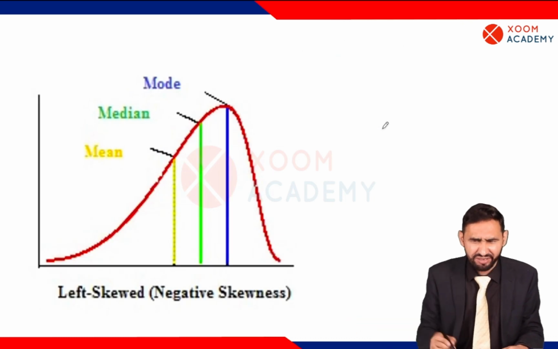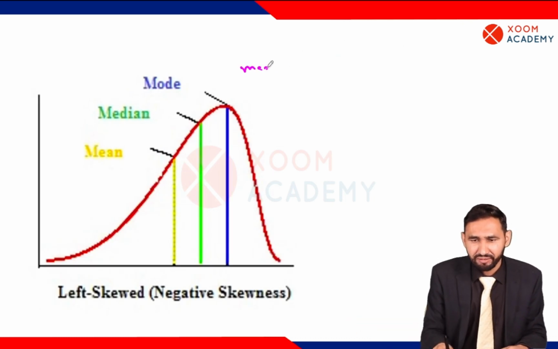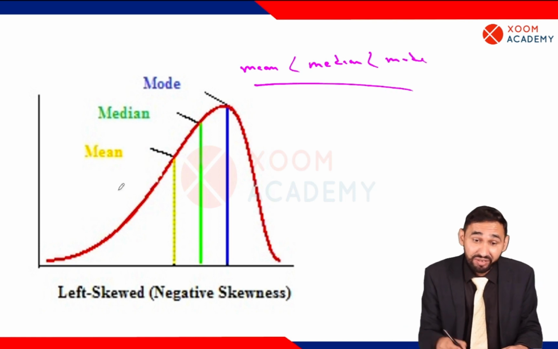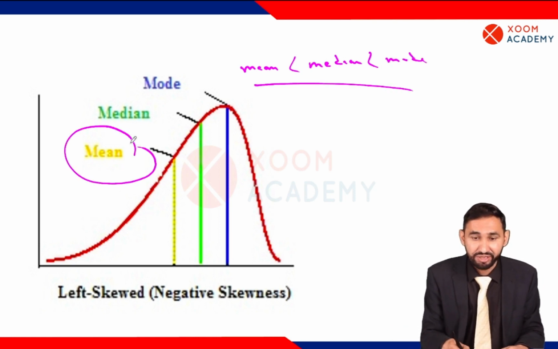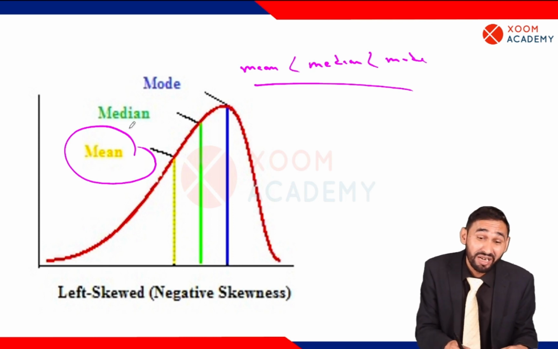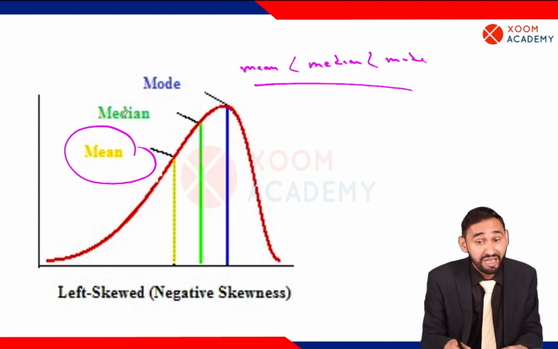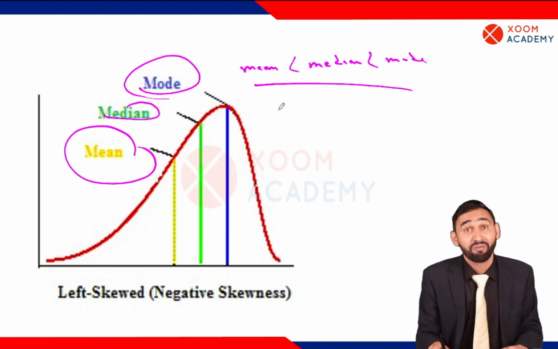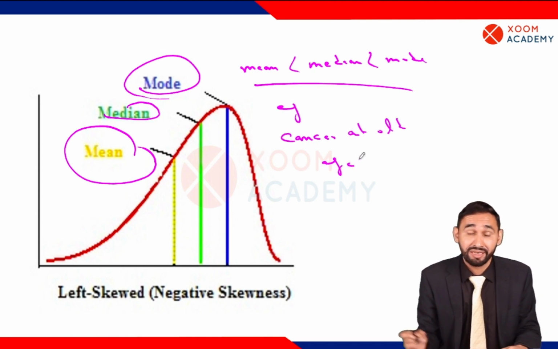What is left skewness? When mean becomes less than median and mode, there is left skewness. This is mean. Mean shifts towards left side. Mean tilts towards left side. Mean deviates towards left side. This is median and this is mode. And what is the example? Cancer at old age. So this is right and left skewness.